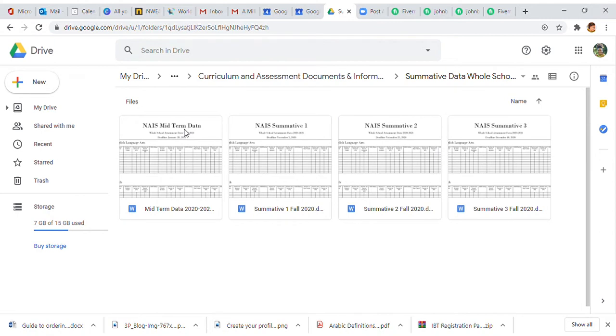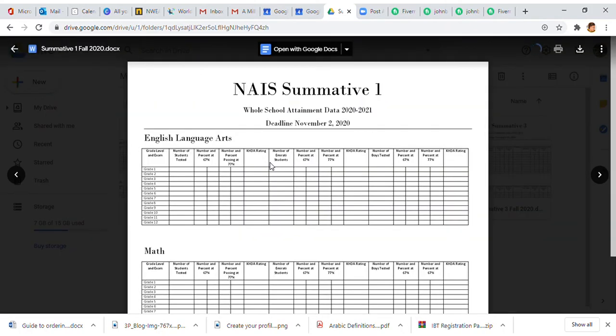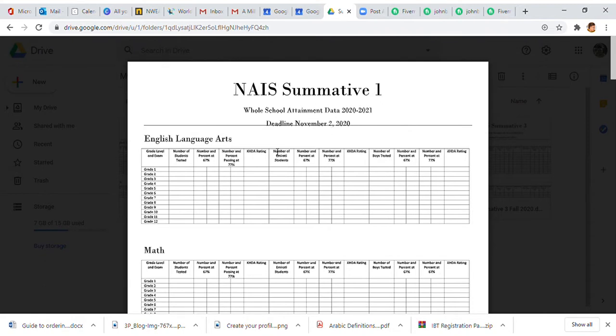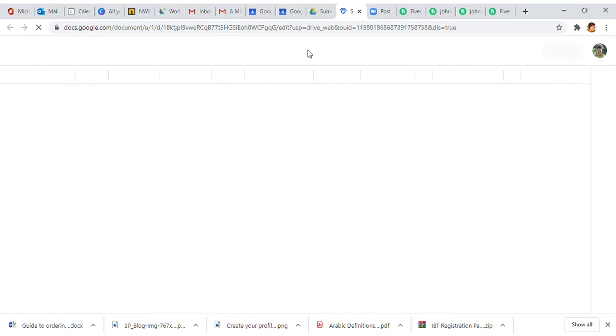In our folder, and I want to make sure that my HOD saw that, you go to curriculum and assessment documents, and then you're going to go into this folder. We have 4 folders: our summative 1, our summative 2, our summative 3, and our midterm data. And this is where we're going to keep and collect our big whole school data. So here in summative 1, the deadline for this to be completed is November 2nd. By that time, all classes would have turned around and had their summatives given.